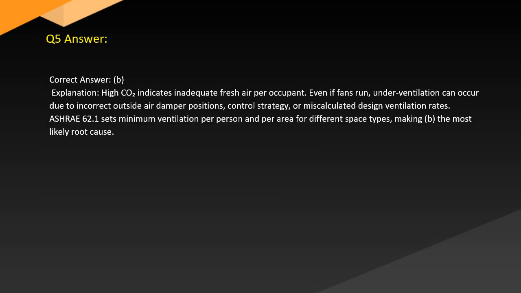Answer. Correct answer: B. Explanation. High CO2 indicates inadequate fresh air per occupant. Even if fans run, underventilation can occur due to incorrect outside air damper positions, control strategy, or miscalculated design ventilation rates. ASHRAE 62.1 sets minimum ventilation per person and per area for different space types, making B the most likely root cause.